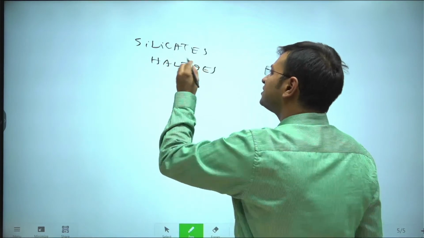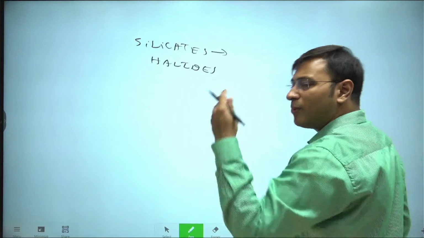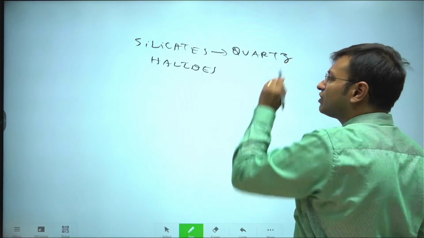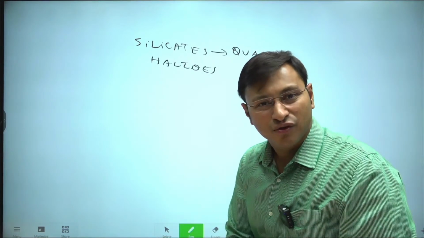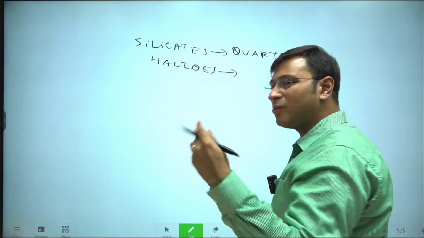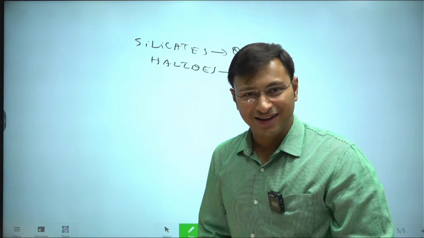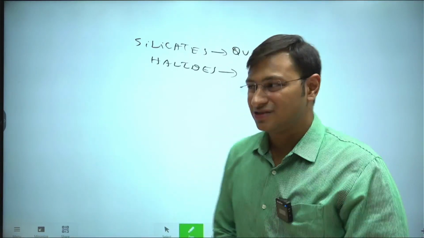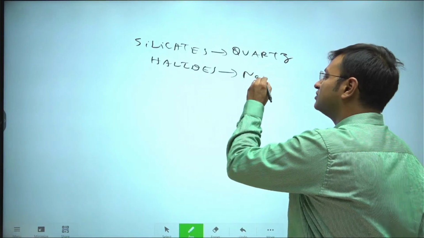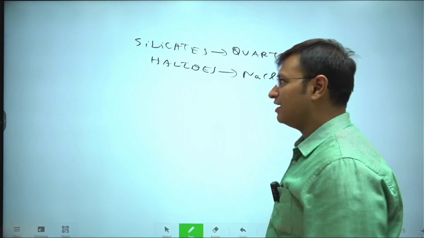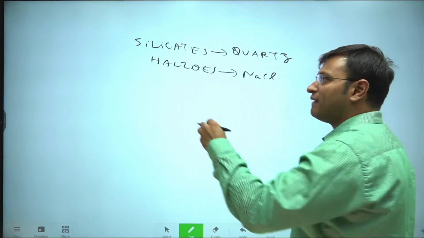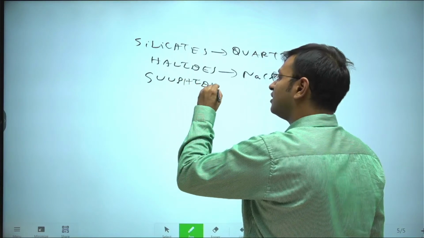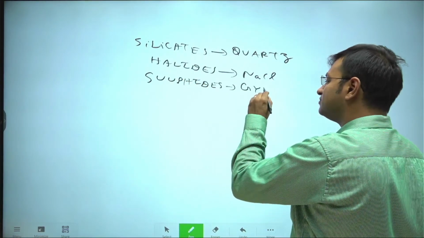If I consider the silicates, the most common example of silicates is quartz. If you are wearing watches, the watch is made up of quartz. If I'm considering halides, the most common halide which you eat daily in your food, which gives taste to your food, and which is the most common salt of the ocean, is called sodium chloride, NaCl. You also have sulfides, like gypsum.